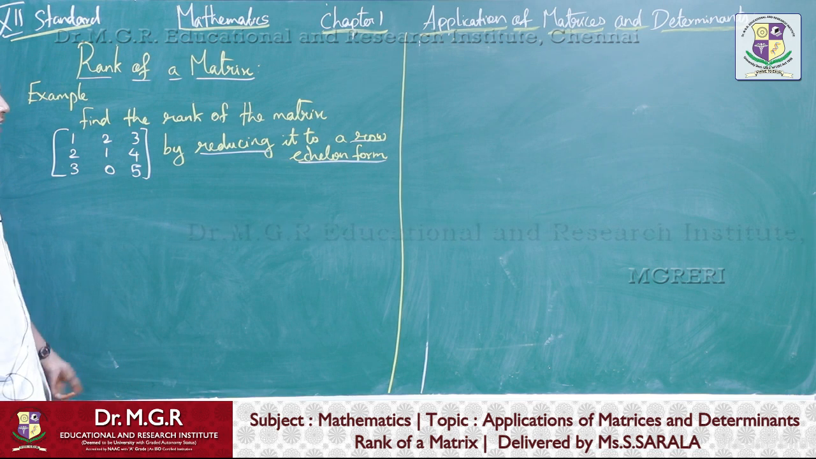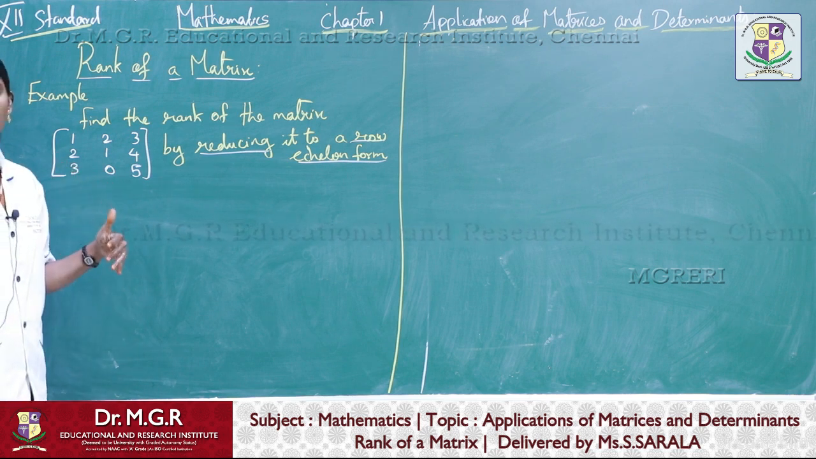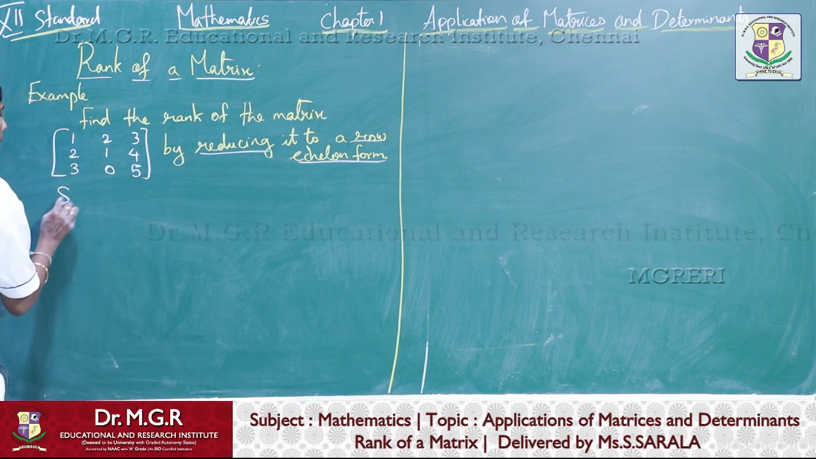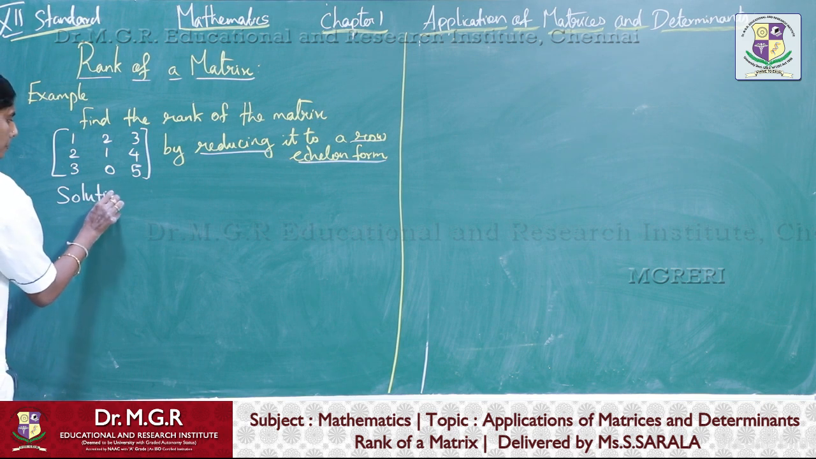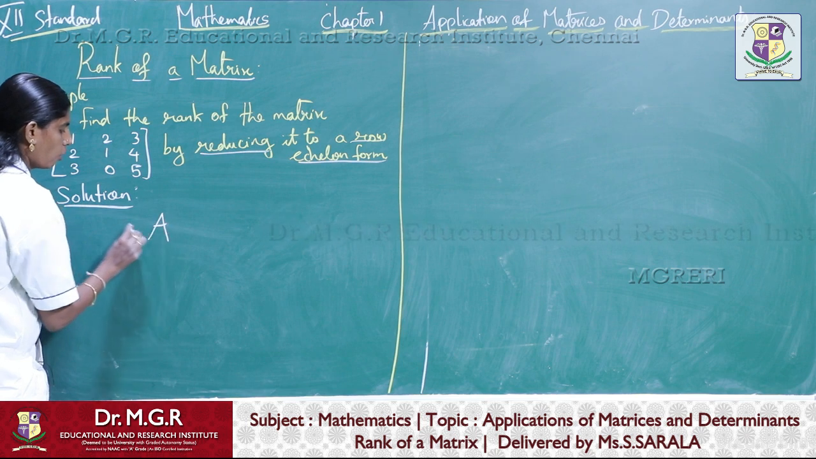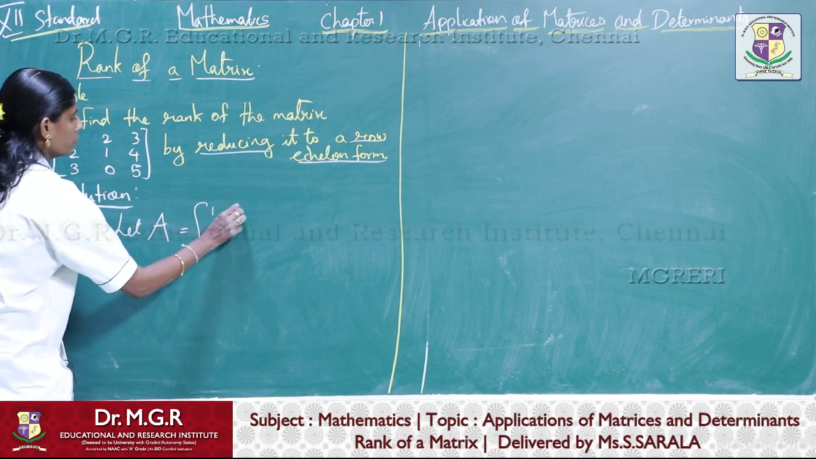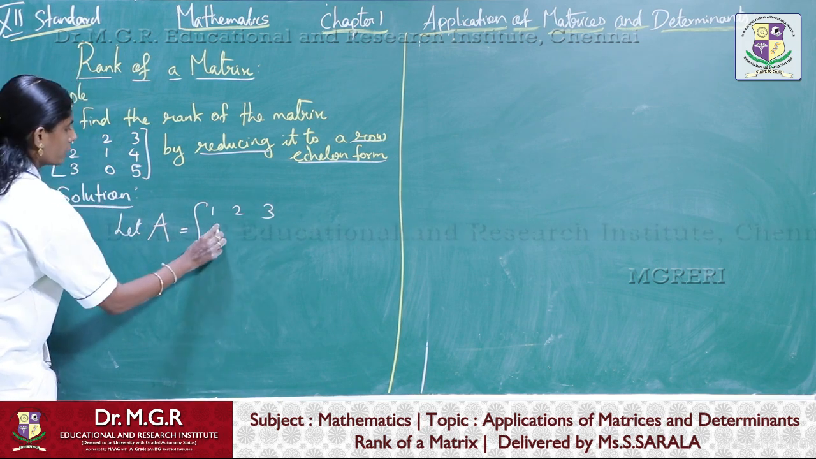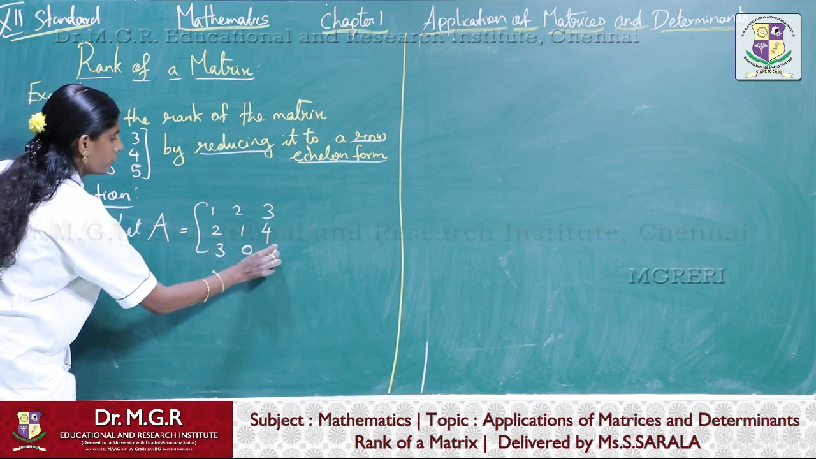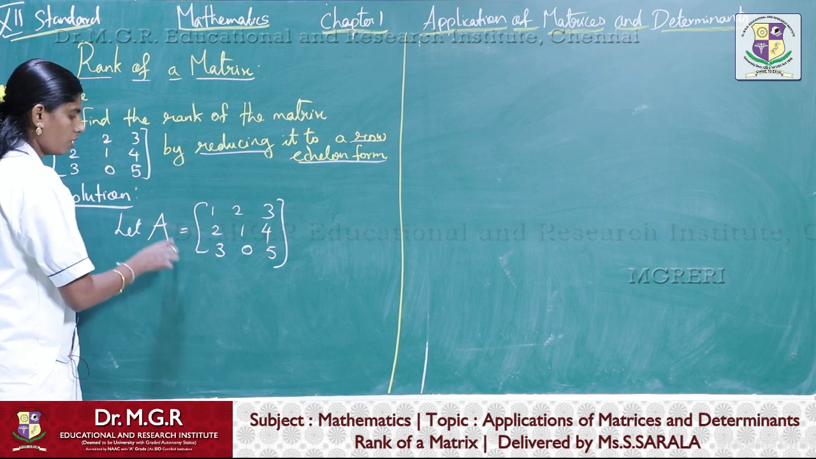Row echelon form is nothing but a lower triangular part where all the elements below the diagonal are 0. So we go for the solution. First, always take the given matrix as A. You can use any alphabet you wish, but we will always take the alphabet A. So this is your matrix.